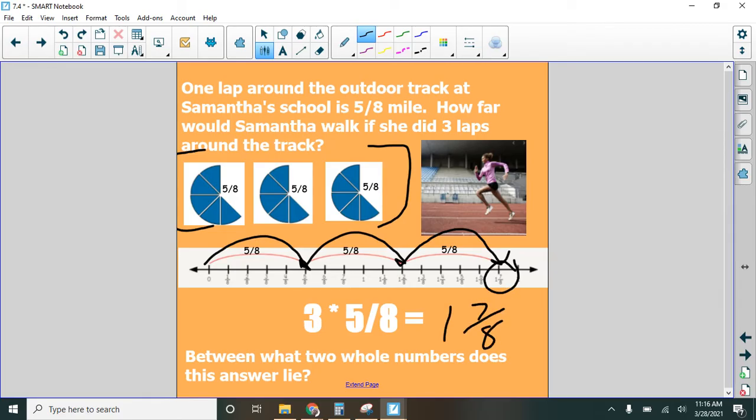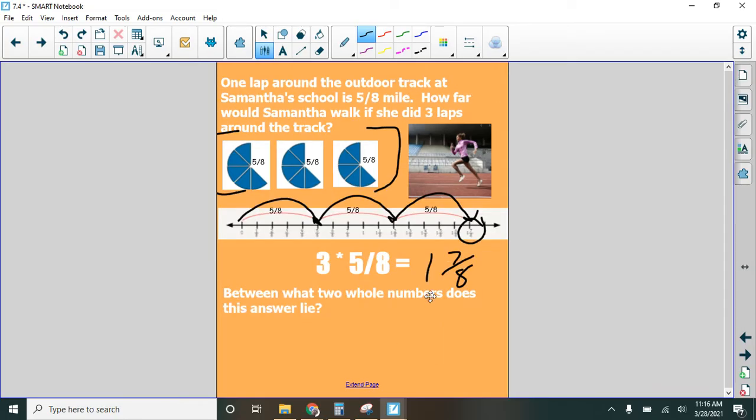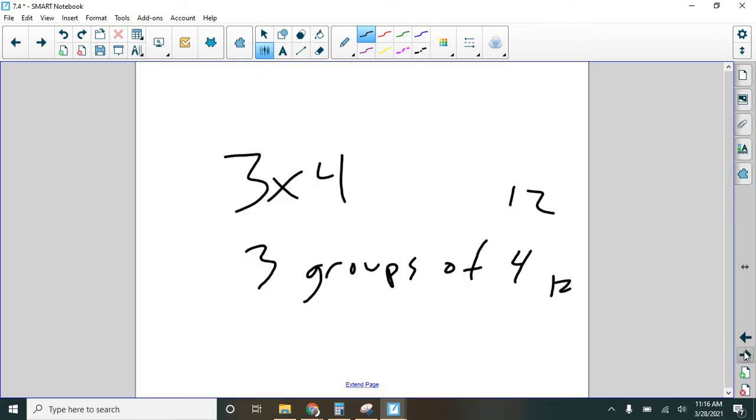1 and 7/8. Between what two numbers does this answer lie? All right. Is this between 0 and 1? No. Is this between 6 and 7? No. Is this between 1 and 2? It is, right? It's more than 1, but less than 2. So it's in between those two numbers.